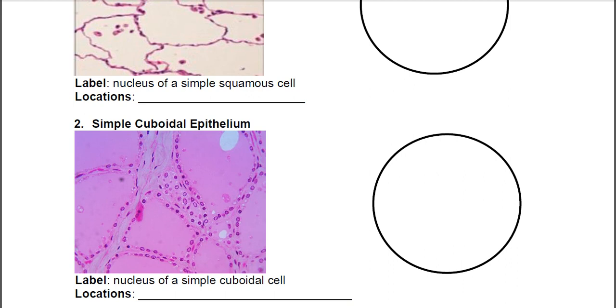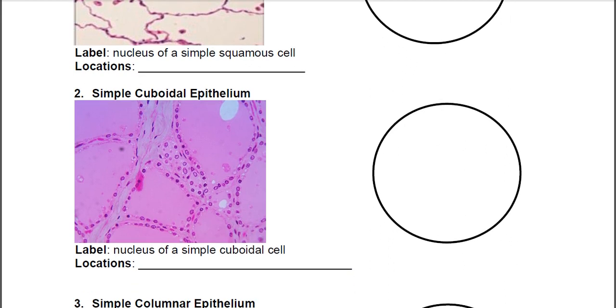Next is the simple cuboidal epithelium. So it's simple because there's one layer of cells, and it's cuboidal because that single layer of cells is a cuboidal shape. They look like cubes or spheres. They're essentially the same width as they are height. And so if we look, we can see there's one cell next to another, next to another, next to another. It's one layer thick. Again, dark spots are nuclei.